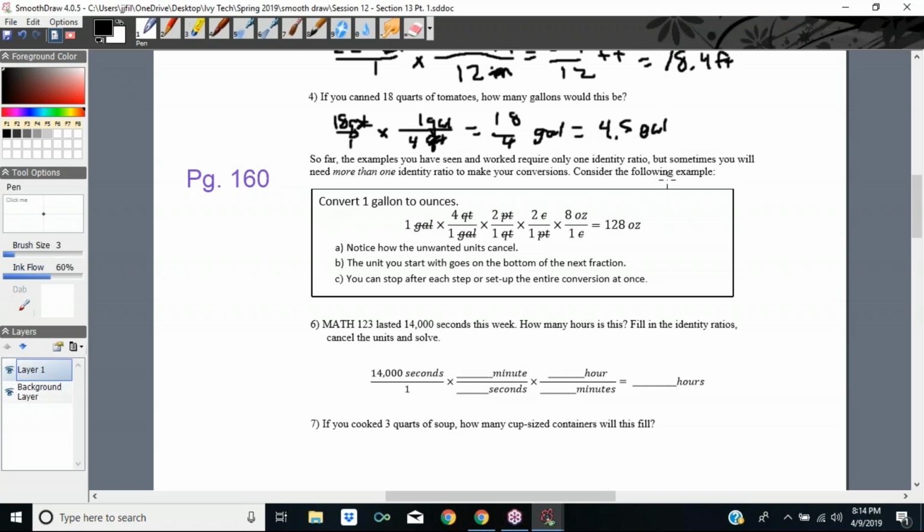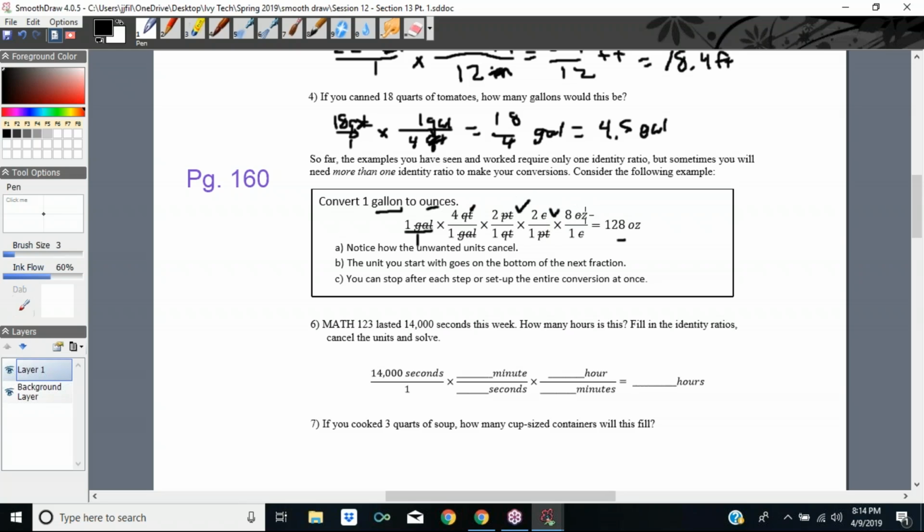So it says here, so far the examples you have seen and worked require only one identity ratio, but sometimes you'll need more than one identity ratio to make your conversions. Consider the following example, converting gallons to ounces. We don't have on our formula sheet a straight gallons to ounces conversion, even though you might know what it is. Of course, it's already written here, 128 ounces in 1 gallon. But the way we get there is we start with 1 gallon and we go to the next smaller unit. So notice that when we're going from a large unit to a small unit, we end up multiplying.